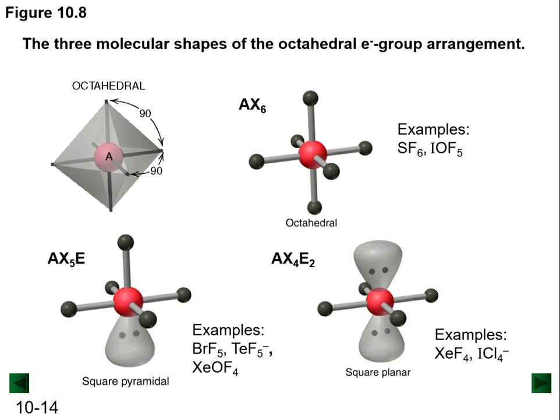Finally, if there are 2 electron lone pair groups, they go onto opposite sides of the molecule. They take, like we would think, axial positions, and then the remaining 4 atoms go into a square planar structure. There are a number of square planar structures which are important. One of them is the anti-cancer drug cisplatin, which is a square planar structure as well.